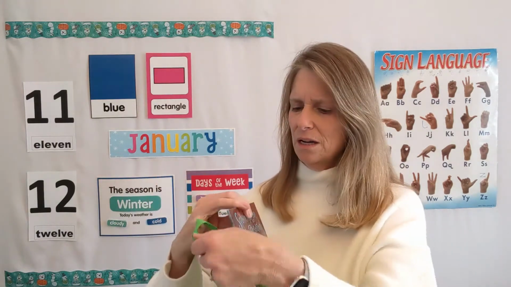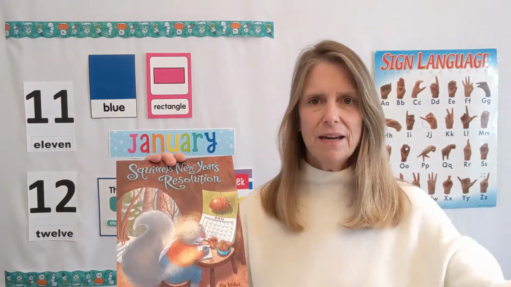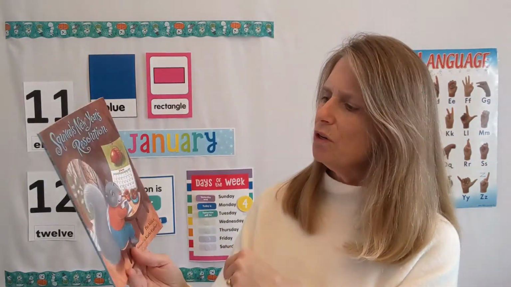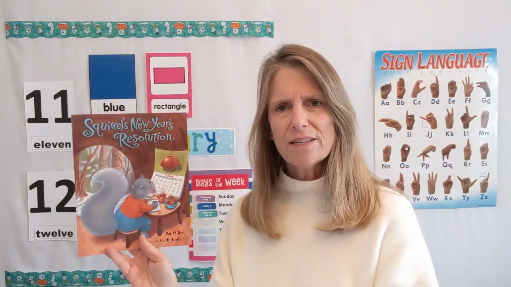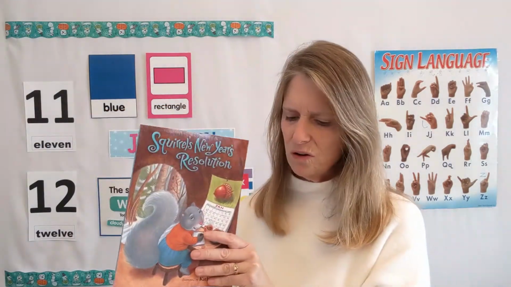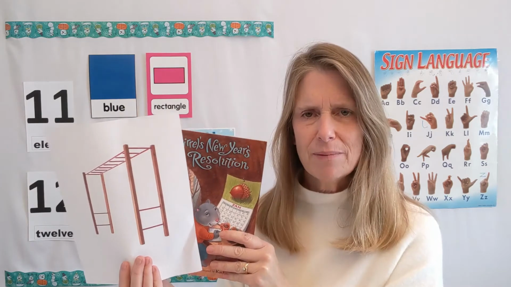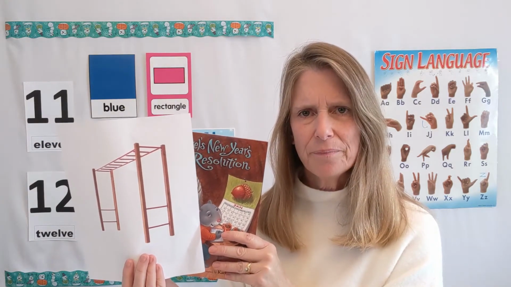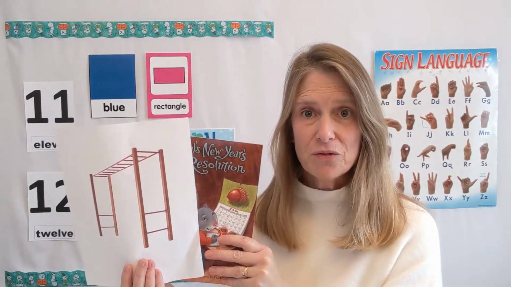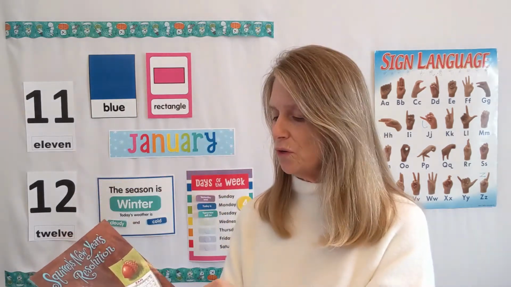It's a book. Yep, it's a book called Squirrel's New Year's Resolution. So what does a book about a squirrel and a picture of monkey bars, how do those two things go together? I think we better read the book to try to find out. You ready? Squirrel's New Year's Resolution.